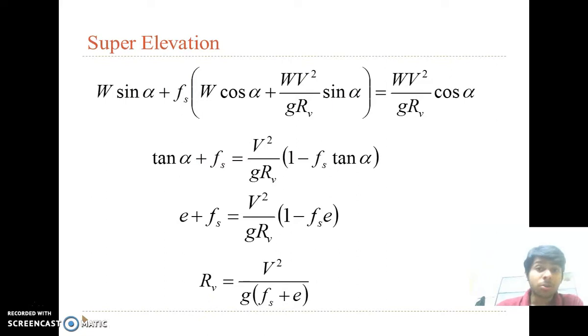So friends, this is all about the super elevation. Why are we providing this? Just to balance the centrifugal force, and we can provide the super elevation e value from this equation.